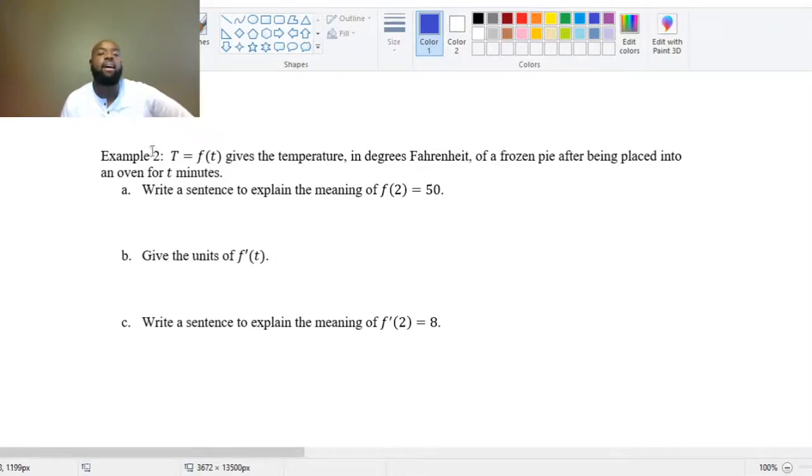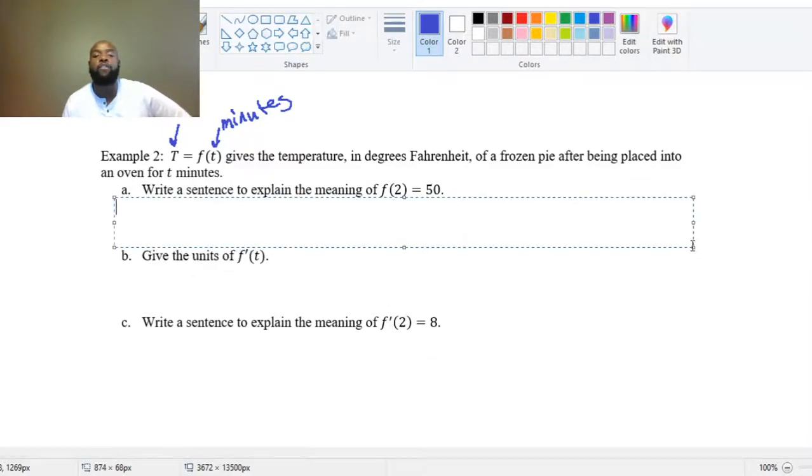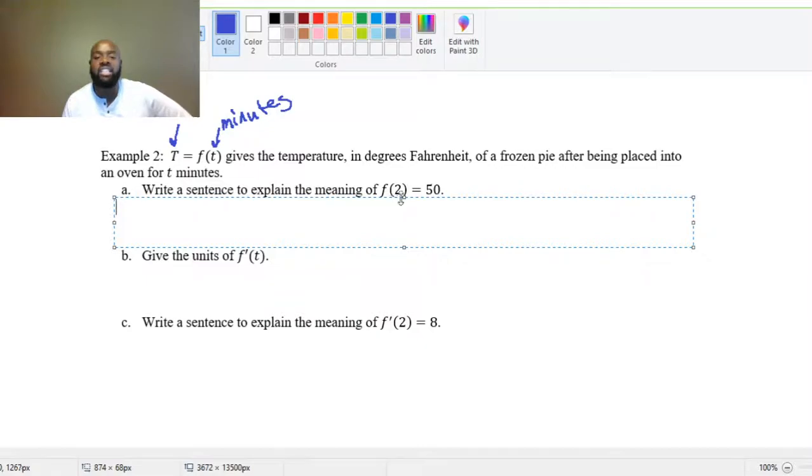It says, if capital T equals f of lowercase t, gives the temperature in degrees Fahrenheit, right? So this is in degrees Fahrenheit, of a frozen pie after being placed in the oven for t minutes. That's minutes. And so our goal is to write a sentence to explain the meaning of f of 2 equals 50. Now we have to start to be careful here. That says f of 2. It doesn't say f prime. So it's just interpreting the regular function, not the derivative.